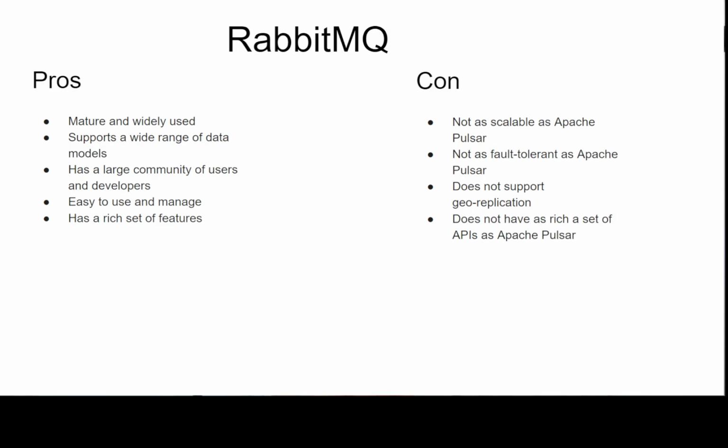The one thing is it's not as scalable and not as fault tolerant as Apache Pulsar, but it is still in the same aspect. It's definitely more fault tolerant than, let's say, Microsoft's MQ or IBM's MQ for that matter. The one thing RabbitMQ does not do right now, from my understanding, and I think it's coming down the line, is geo-replication. It also doesn't have as rich a set of APIs as Apache Pulsar.